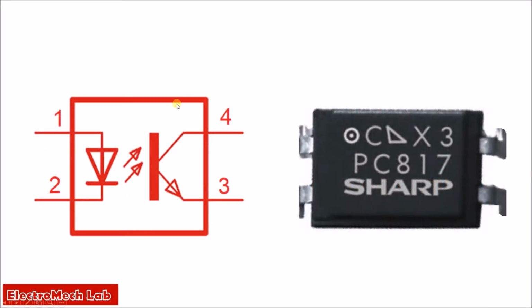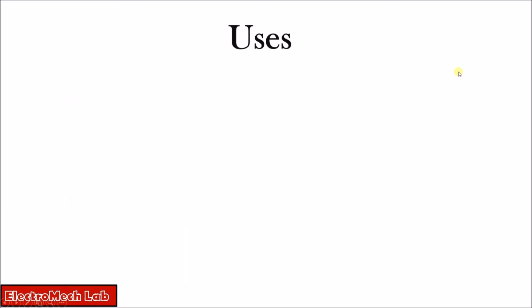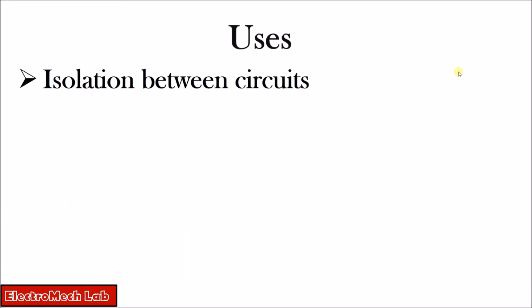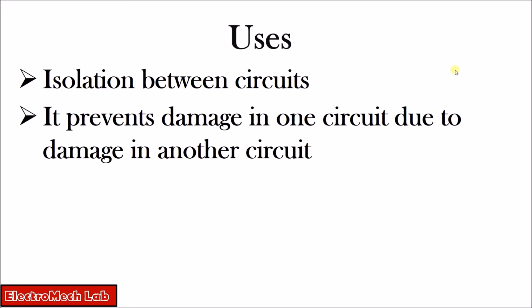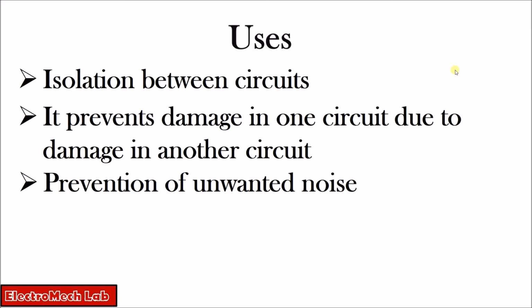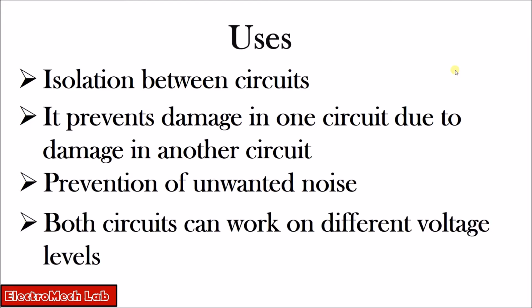This is the circuit of optocoupler and this is physical component picture of optocoupler. What are the uses of optocoupler? This is used for isolation between two circuits. It prevents damage in one circuit due to damage in another circuit. Prevention of unwanted noise. Both circuits can work on different voltage levels. Both circuits means input circuit and output circuit.